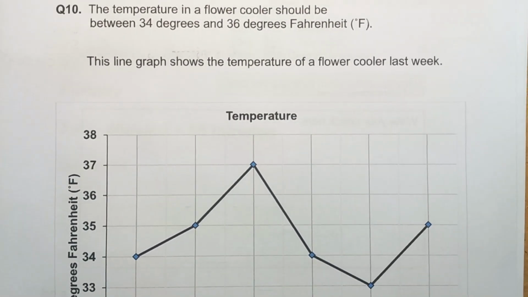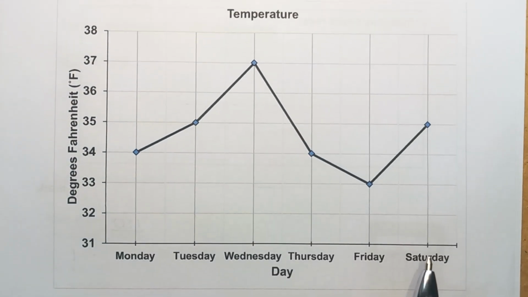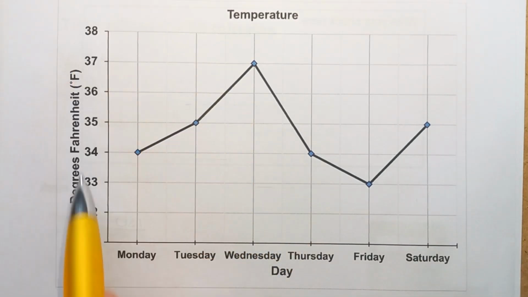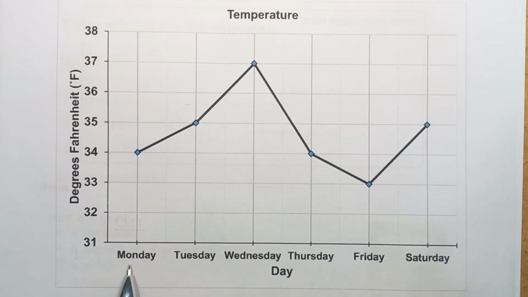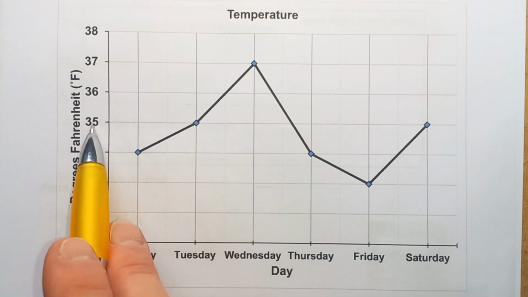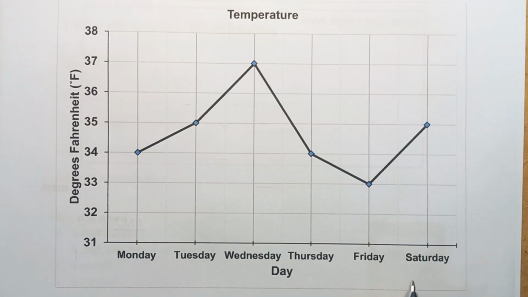Then we've got question 10. The temperature in a flower cooler should be between 34 degrees and 36 degrees Fahrenheit. This line graph shows the temperature of a flower cooler last week. Right, okay, so let's have a look. We've got the temperature up here, we've got the days along the bottom, so we can see on Monday it was 34 degrees, Tuesday it was 35 degrees, then it goes up, comes down, goes back up for Saturday.